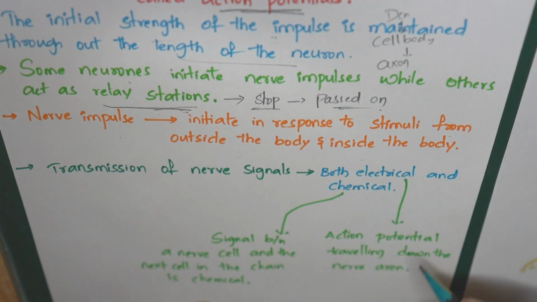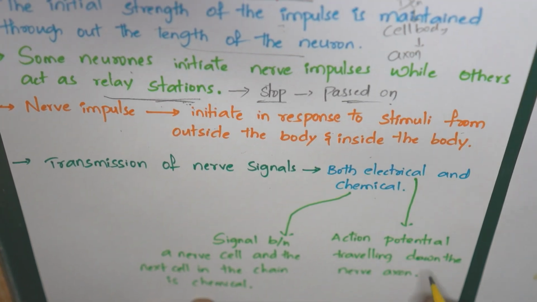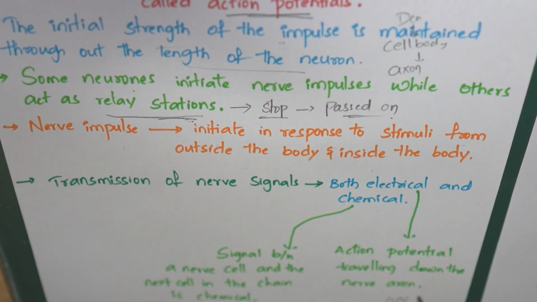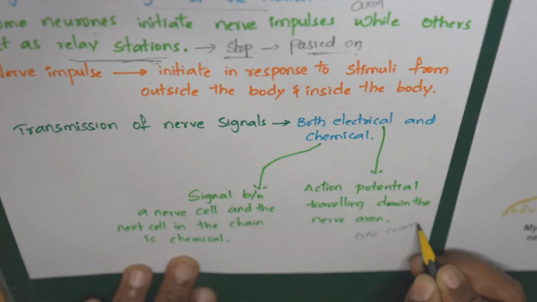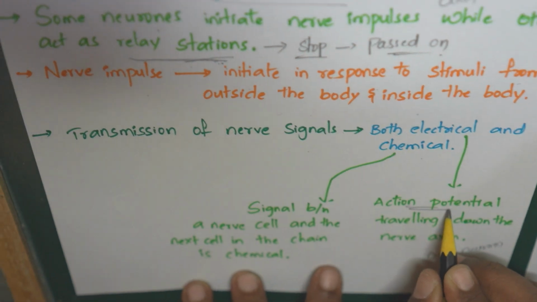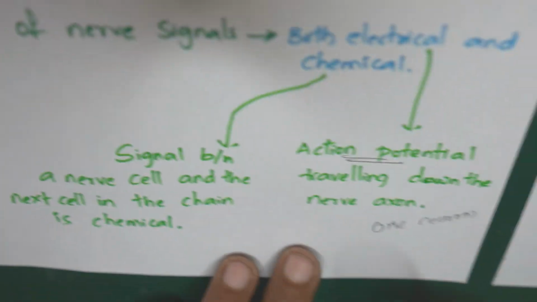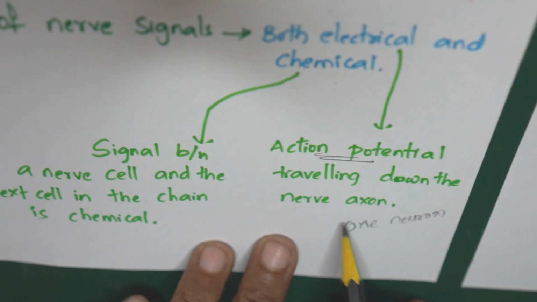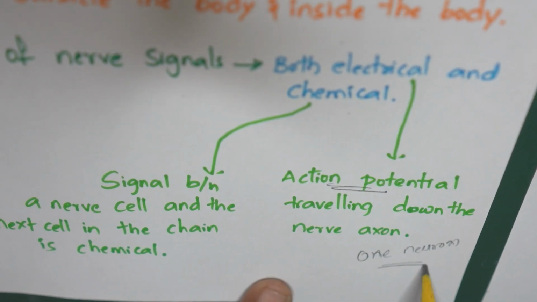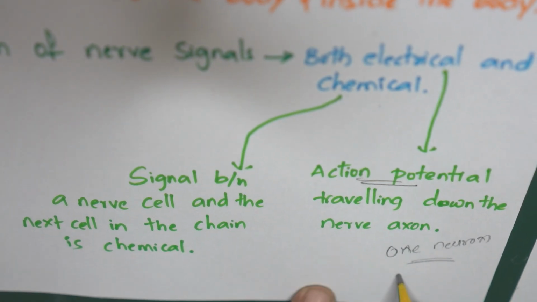Electrical signal means, whenever it travels down the axon, that is, within one neuron only, if one impulse or action potential, as we have already seen, is the generation and transmission of electrical impulses, is traveling down the nerve axon within only one neuron, there will be only electrical signals, and no chemicals will be involved here.